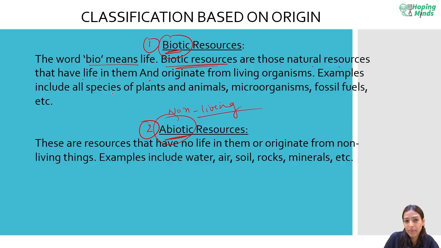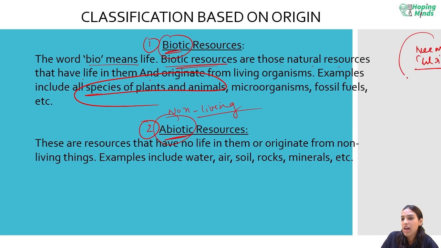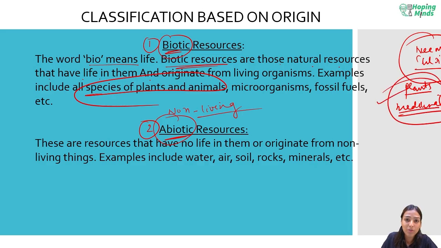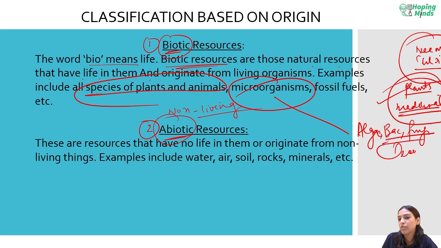Now, we say that plants and animals are biotic resources. We know about neem, we know about tulsi. Do these plants not have a medicinal value? They do. So they are also a natural resource. They are coming from living organisms. Do we not know about algae, bacteria, fungi that help in decomposition? The fossil fuels that are present in the earth are all biotic resources because of their origin in living things.